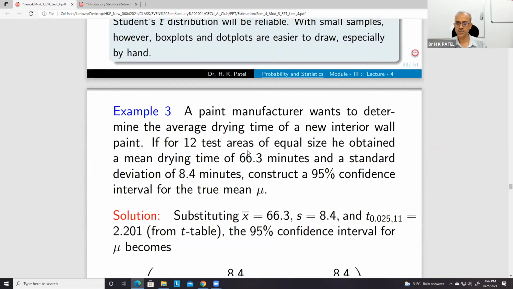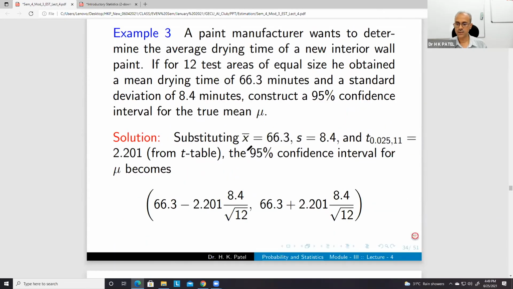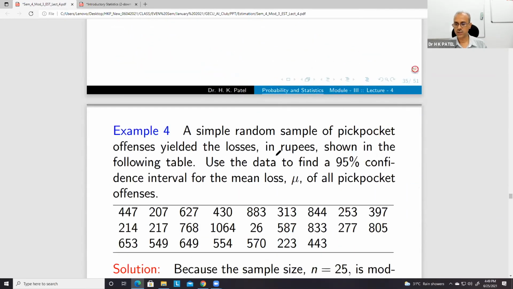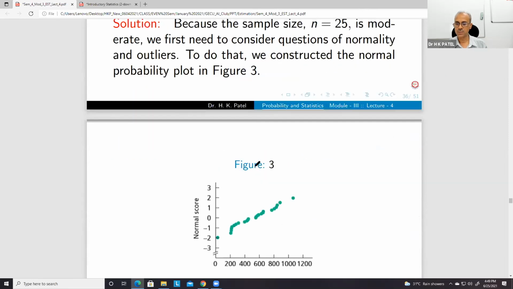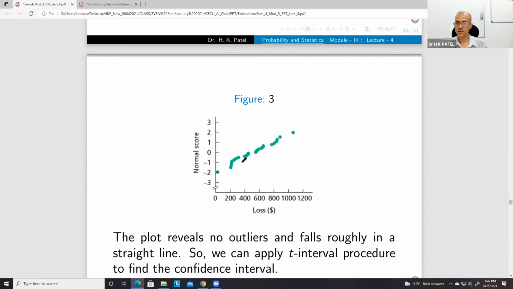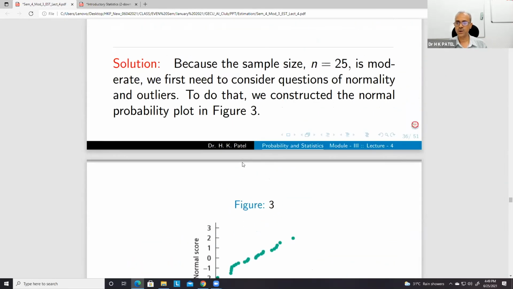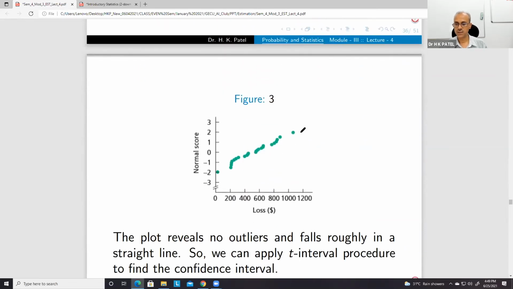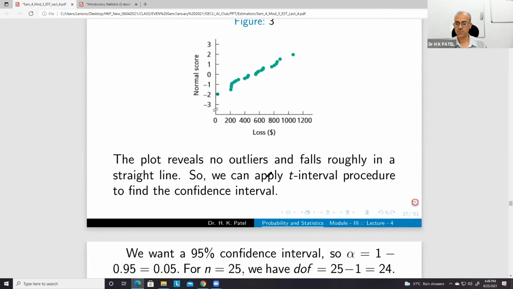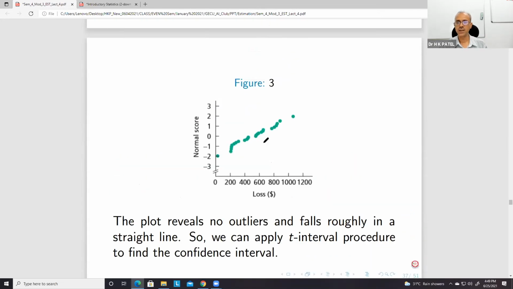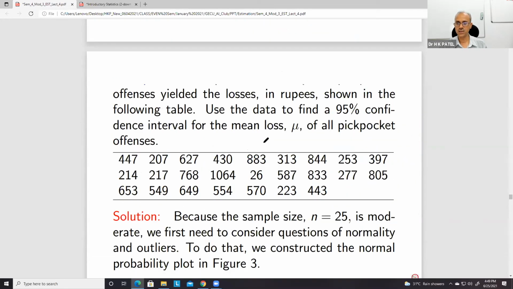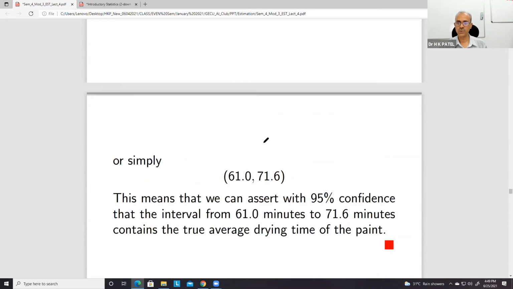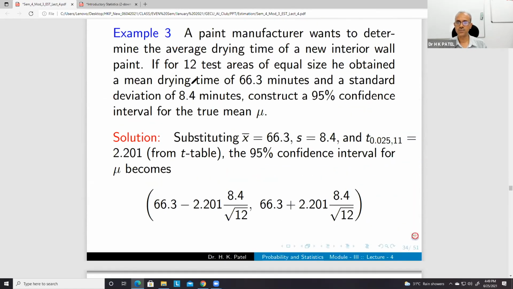So we'll see one problem here. I think this fourth one is there. Here you can see that a normal probability curve is drawn, and from this we say that these points follow the normal distribution, and therefore we can use the T curve. But before that, let us see this problem.